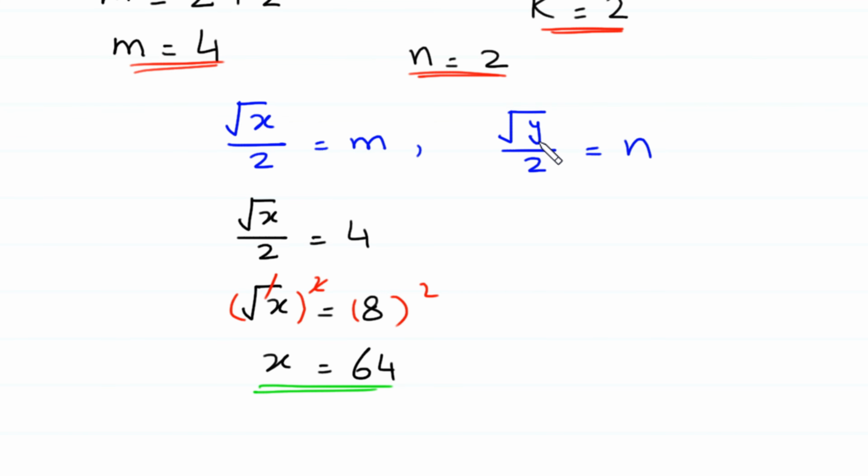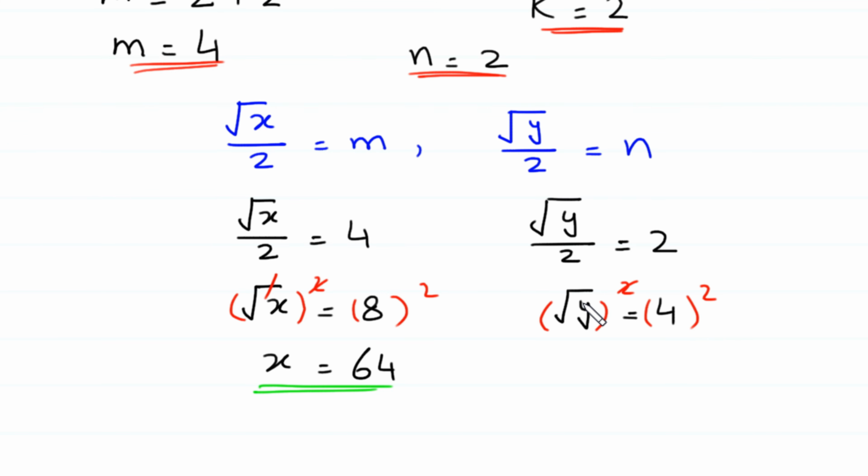Now to find the value of y, we put the value of n 2 in this equation. Square root of y over 2 is equal to 2, and if we multiply both sides of this equation by 2, we get that square root of y is equal to 4, and we take square of both sides. This square will be cancelled with this square root, and the value of y is equal to square of 4 is 16. This is the value of y.